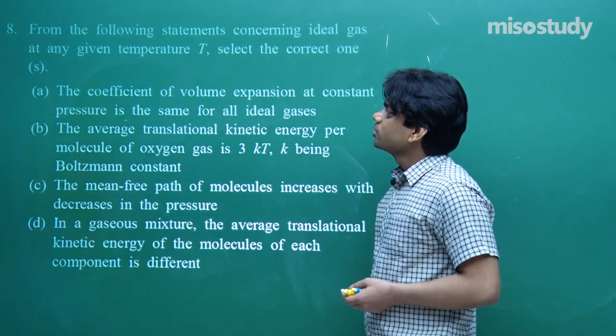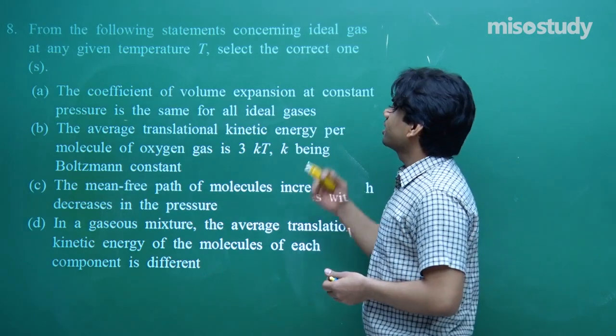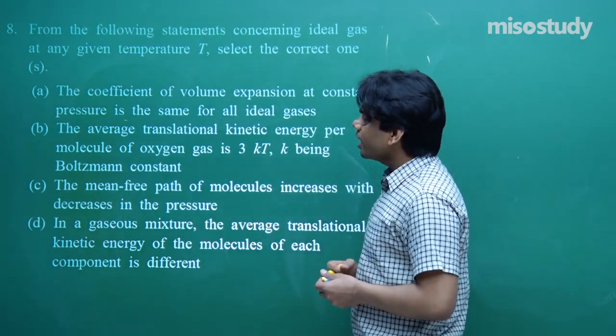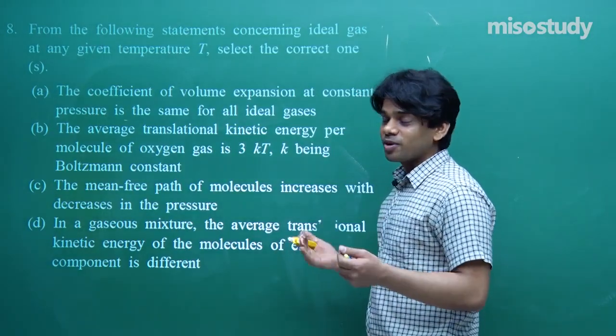Question number 8. From the given following statement concerning ideal gas at any given temperature T, select the correct one. A, the coefficient of volume expansion at constant pressure is same for all ideal gases. We need to comment on this.